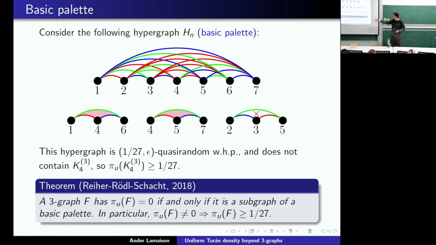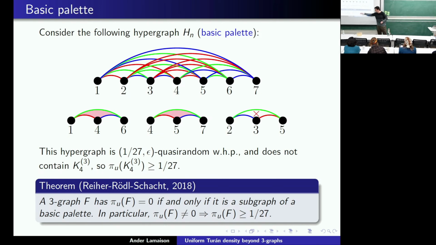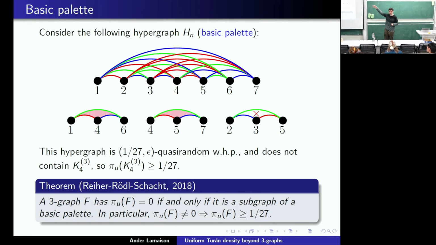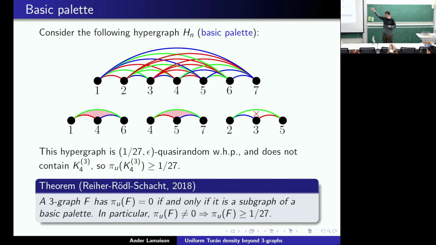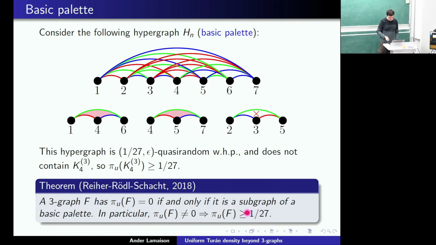And as a consequence of this, there's a jump in the possible values of the uniform Turán density. Either the value is 0, and that means that you are contained as a subgraph, or you are not contained as a subgraph, and because this is quasi-random and has density at least 1/27, then your uniform Turán density is at least 1/27. So there is a jump. And Reiher, Erdős and Sós asked whether in this statement the 1/27 is the largest possible value that you can put in that statement and it will still be true. Spoiler for the next slide, it is. It is the maximum value.